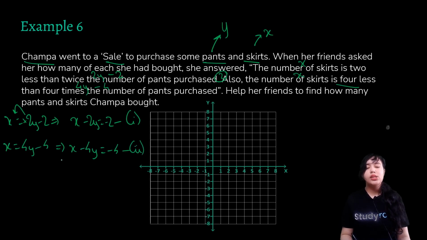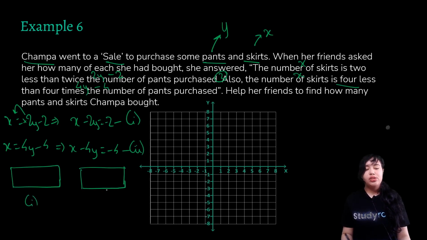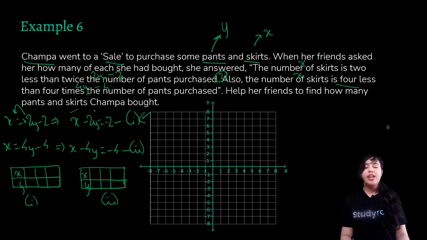So let's make 2 boxes. Let's make 2 Cadbury chocolates over here for equations 1 and 2. And slice them with 1 horizontal line and 3 vertical lines. Write x and y here, x and y here. Now refer to equation number 1, take some values of x and get the values of y. So if I take x as 0, I'll get y as 1. Okay, if I take x as 2, I'll get y as 2. If I take x as 4, I'll get 4 minus 2y as minus 2, minus 2y as minus 6, and y as 3.